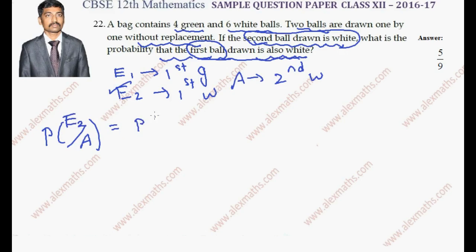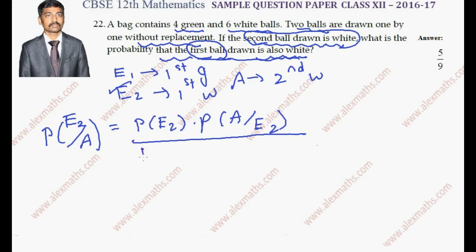Now write the formula for this, which is P of E2 into P of A by E2, whole divided by P of, copy the numerator, E2 into P of A by E2. The same thing we have to write in terms of E1, that is plus P of E1 into P of A by E1.